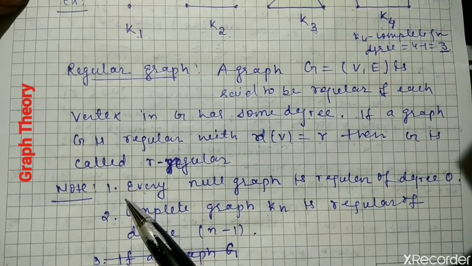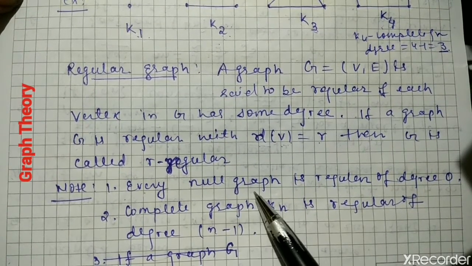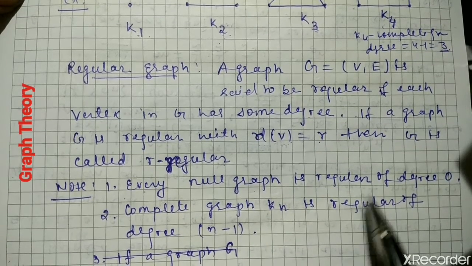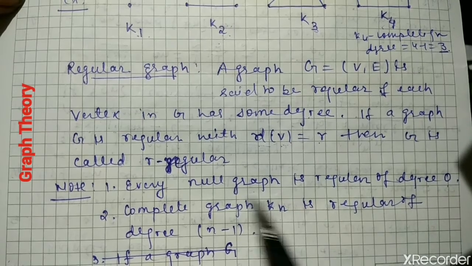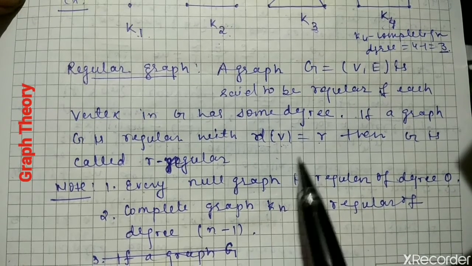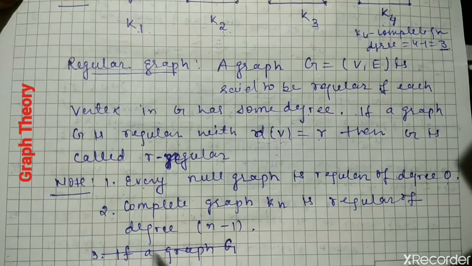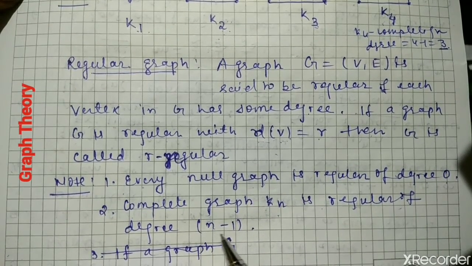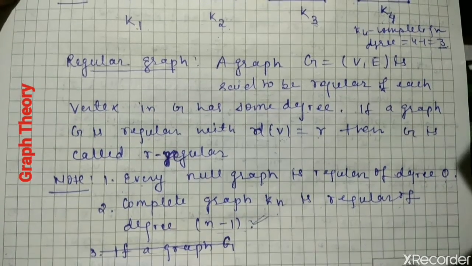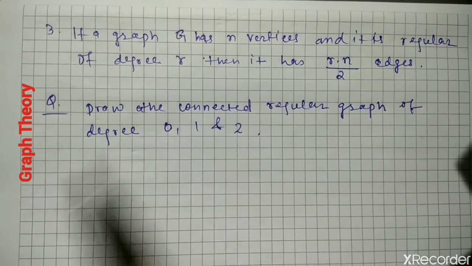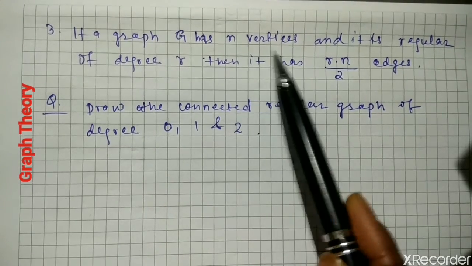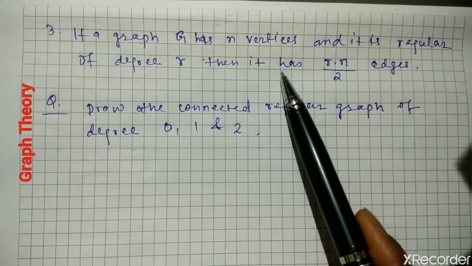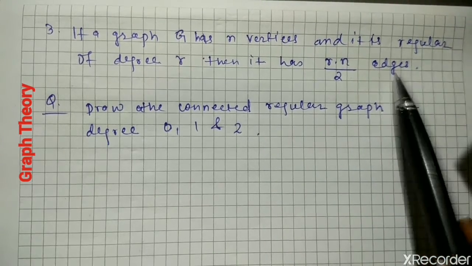Here we have to know that every null graph having one vertex is regular of degree 0. Why 0? Because with one vertex, 1 minus 1 gives 0 degree. The complete graph Kn is regular of degree n minus 1. This is very important. Third point: if a graph G has n vertices and is regular of degree r, then it has r into n divided by 2 edges.